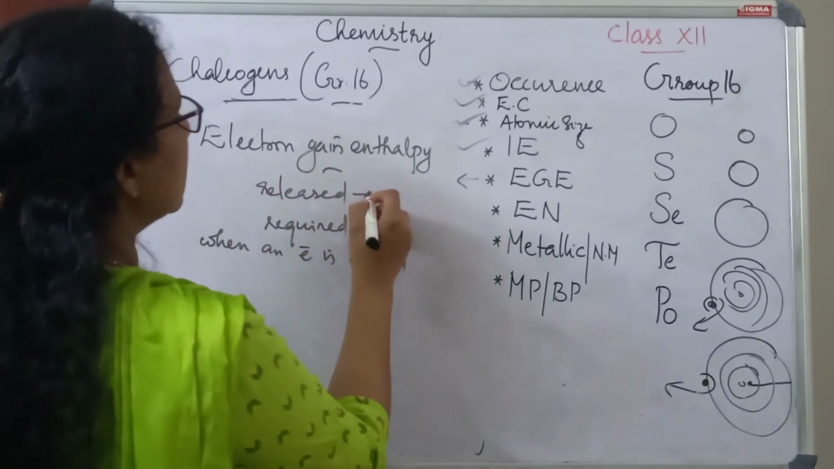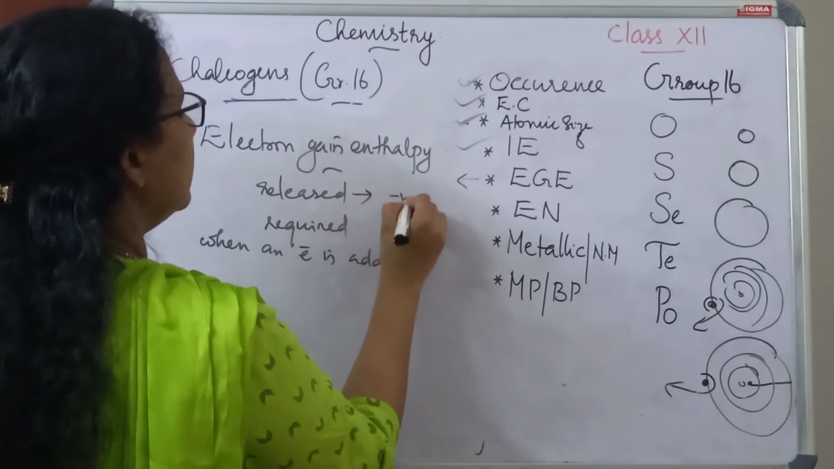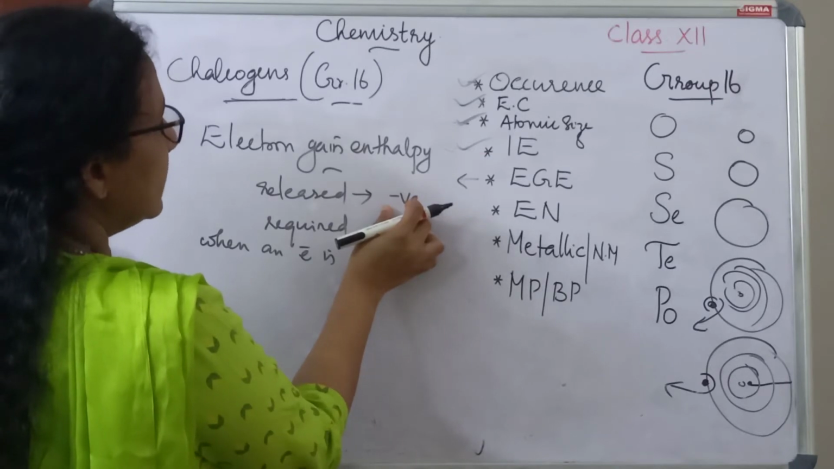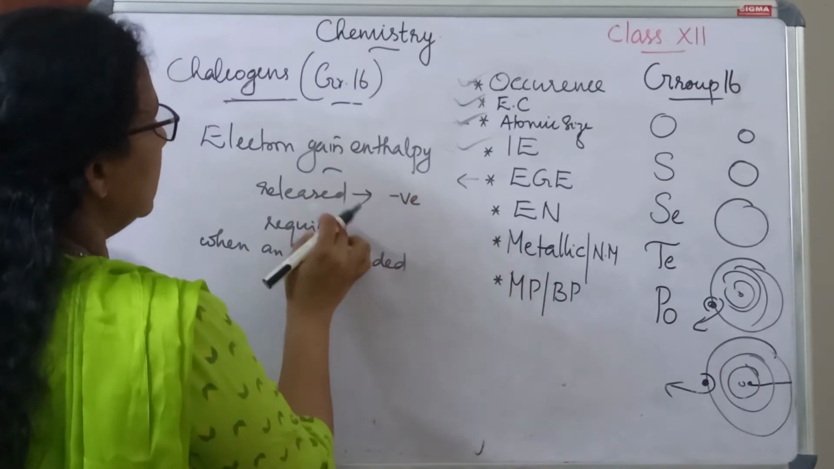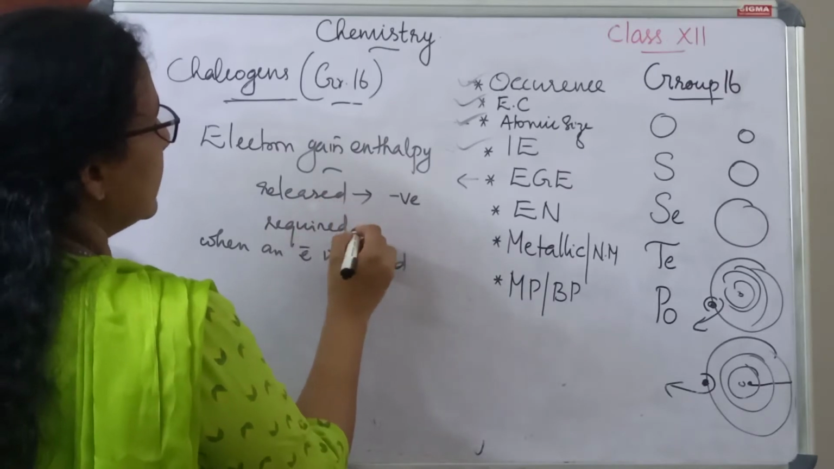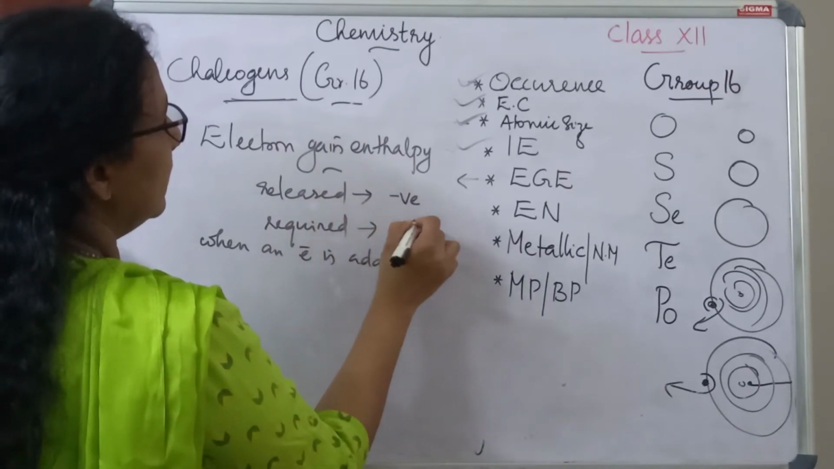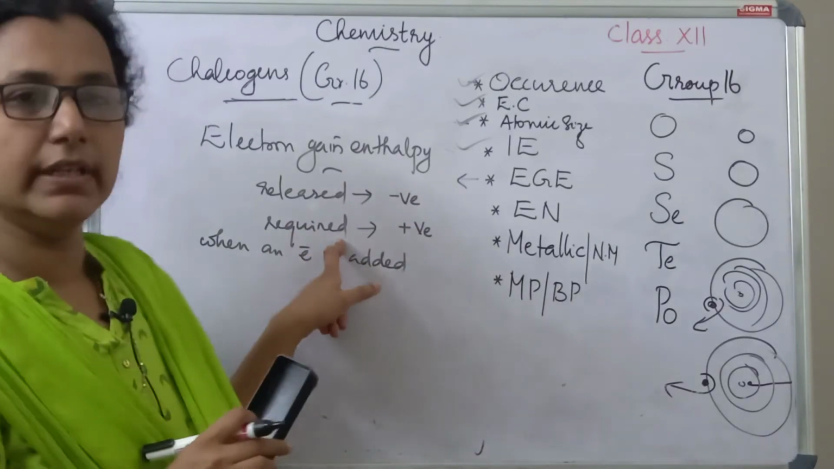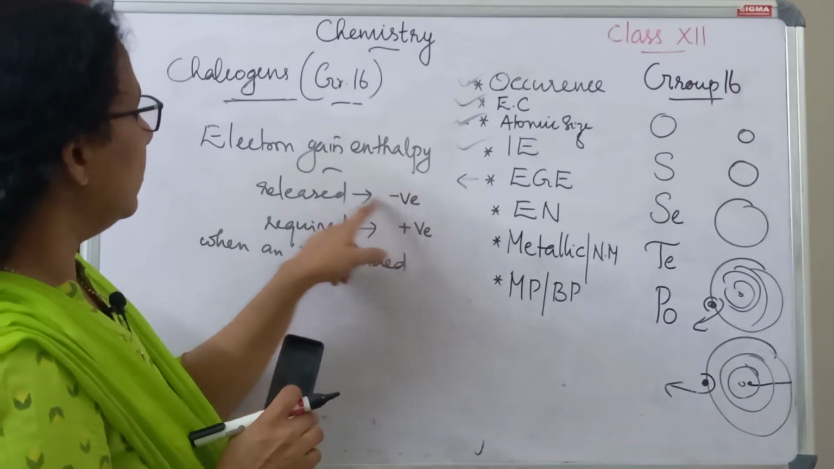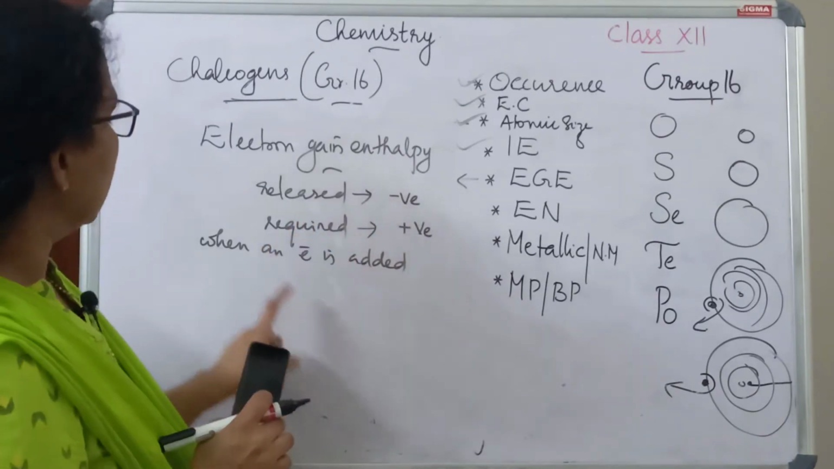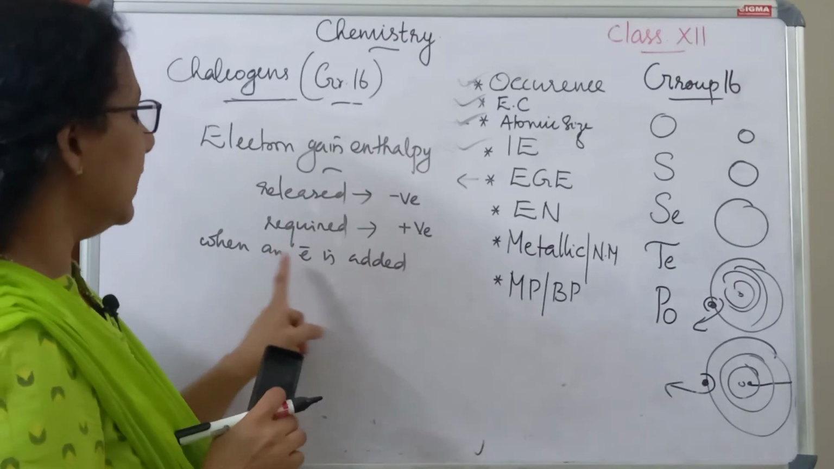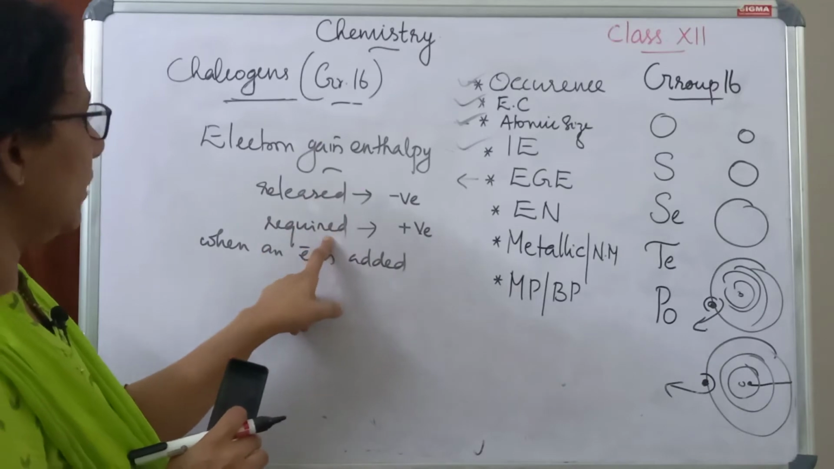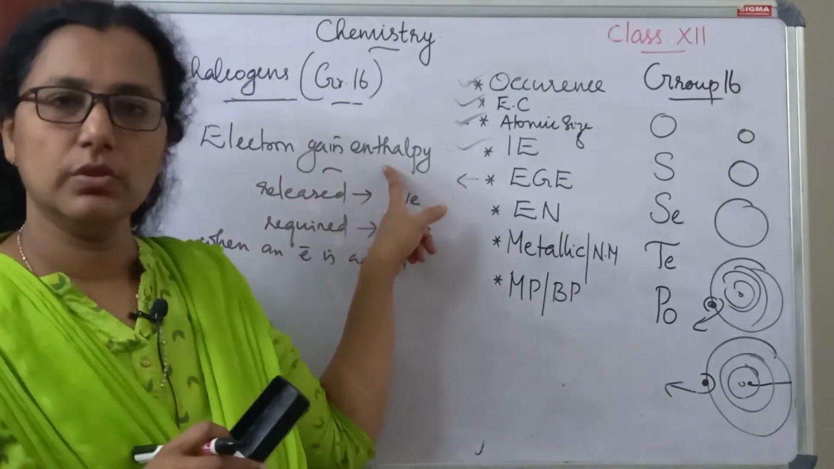If energy is released, we say it is a negative value. If the energy is required, we say the value is positive. So if we have a positive value, energy is required in that case. If we have a negative value, energy is released in that case. Anyway, when an electron is added to an atom, the energy may be released or required, and that energy is known as electron gain enthalpy.